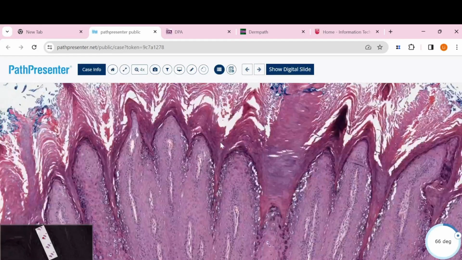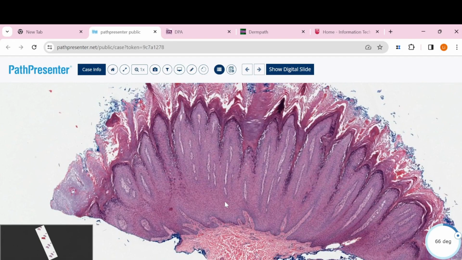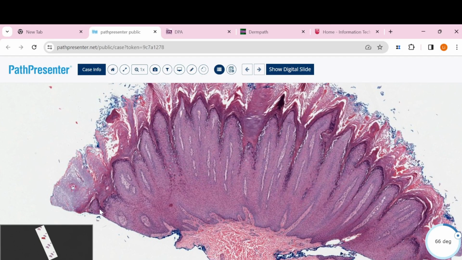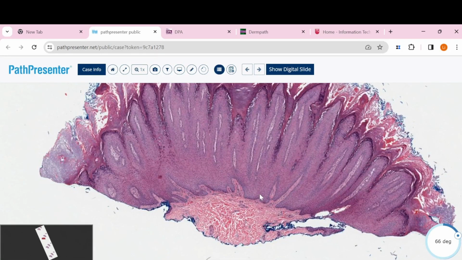And then another feature that is really good for a wart is that they just go inward, into the same area, something like this, something like this, something like this. So that is another feature for a wart.